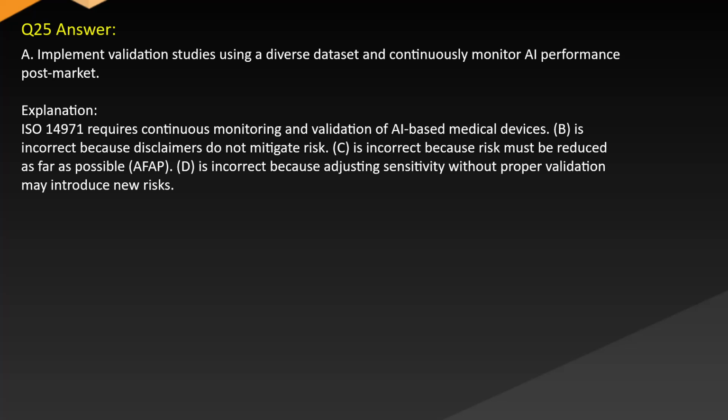C is incorrect because risk must be reduced as far as possible. D is incorrect because adjusting sensitivity without proper validation introduces new risks.